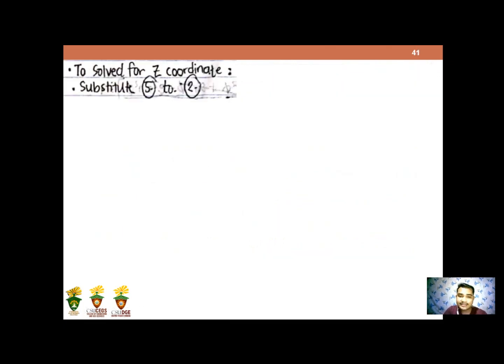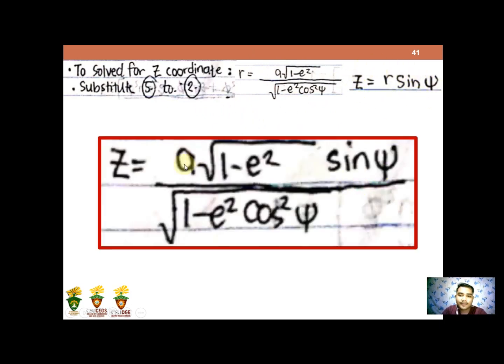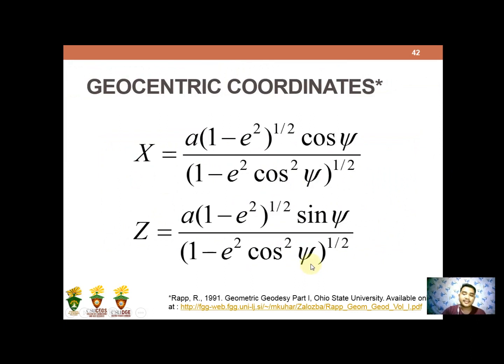And to solve for the z coordinate, let's substitute the value of equation 5 into equation 2. So this is equation 5, class, and this is equation 2. So substituting 5 into 2, you can have z equals a times square root of 1 minus e squared sine geocentric latitude all over square root of 1 minus e squared cosine squared geocentric latitude. So these are now the coordinates in terms of geocentric latitude.